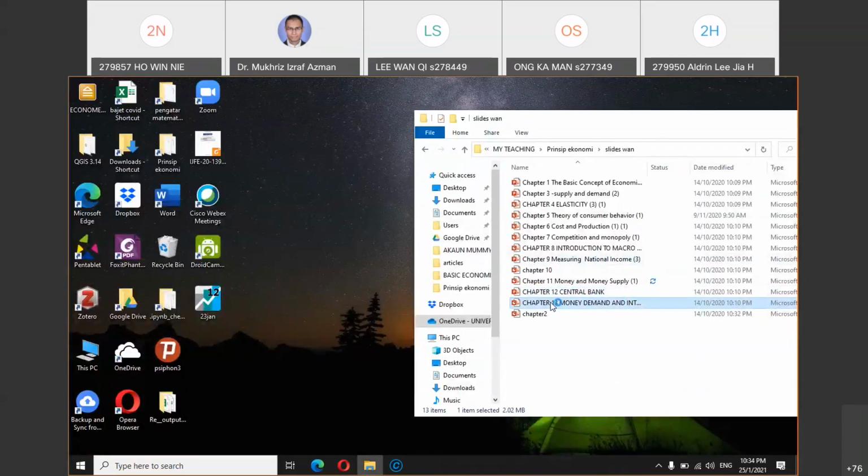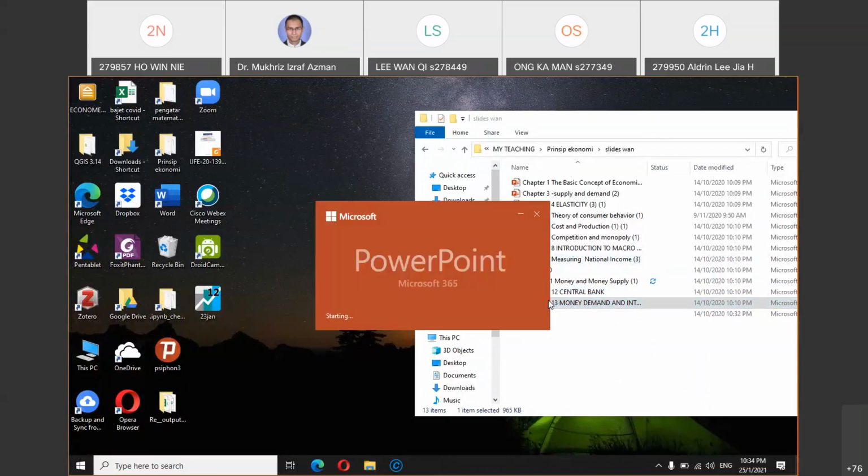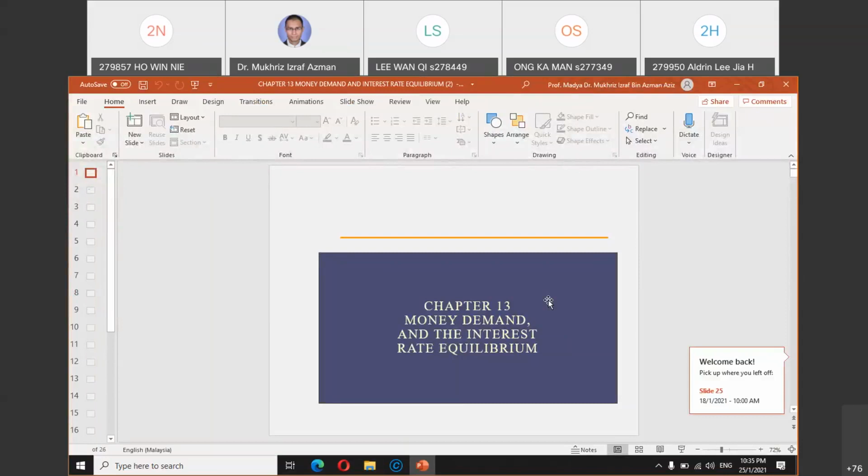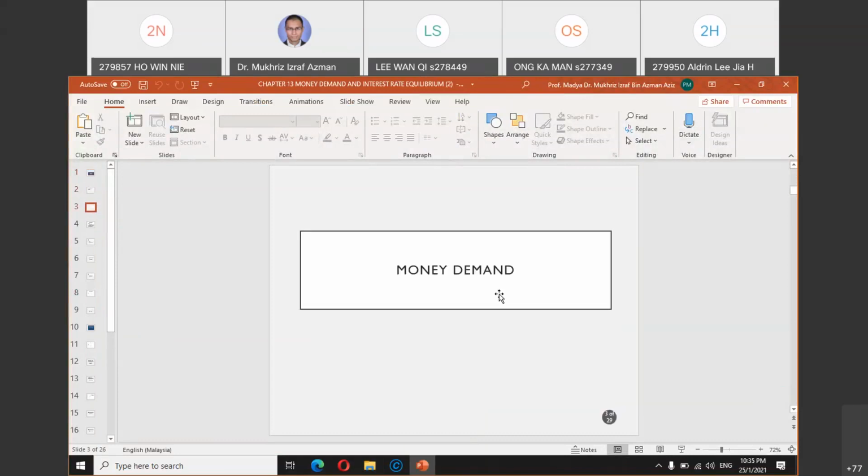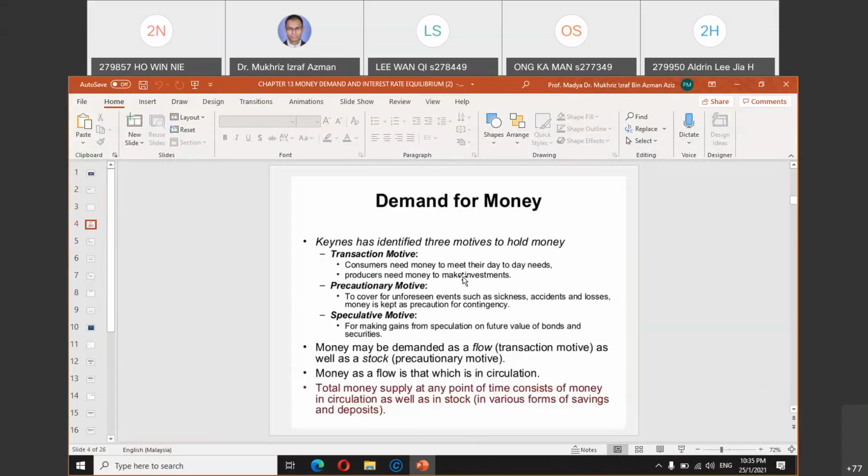Then the remaining questions, because you have 40 questions, right? The number of questions is quite even. You have four topics. The first two topics, 11 and 12, cover around 20 questions, and the remaining 20 questions will cover topic 13 and 14.